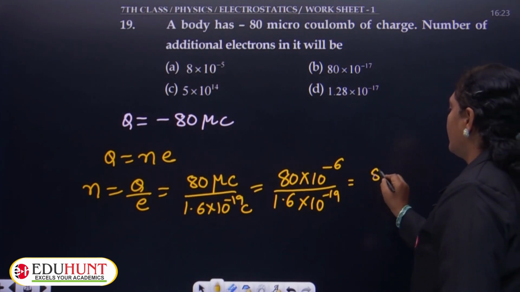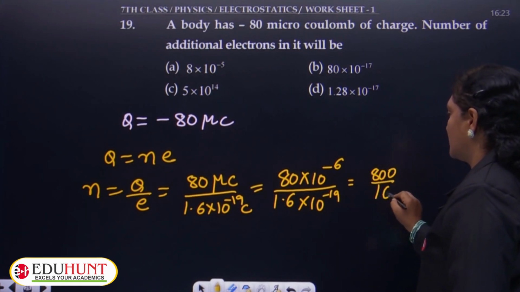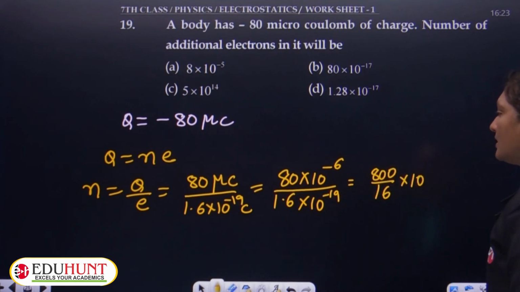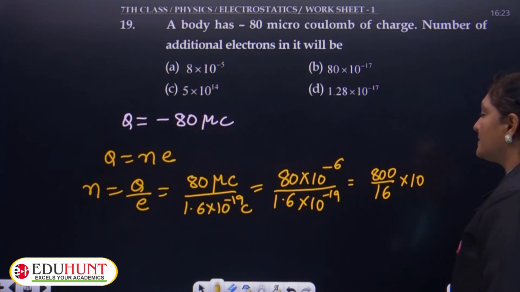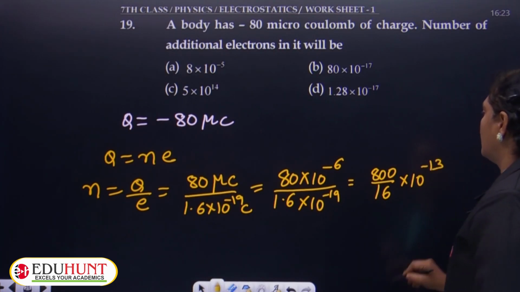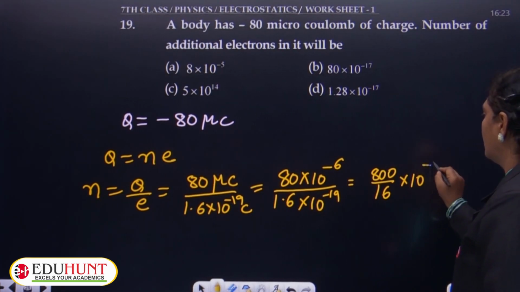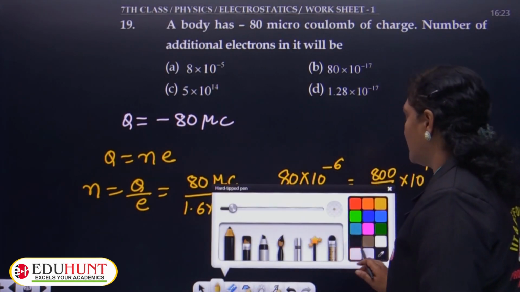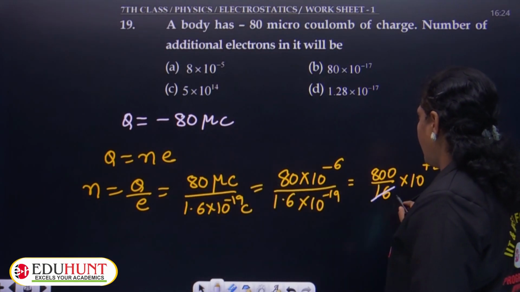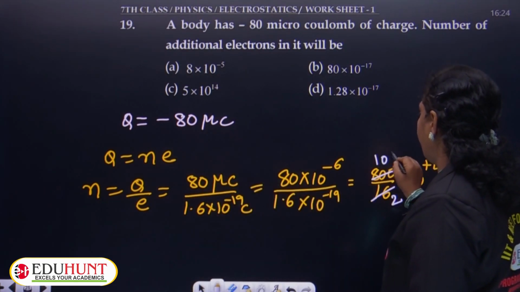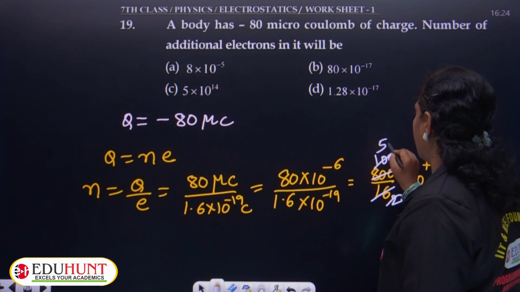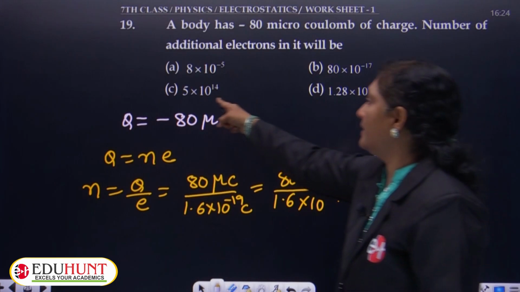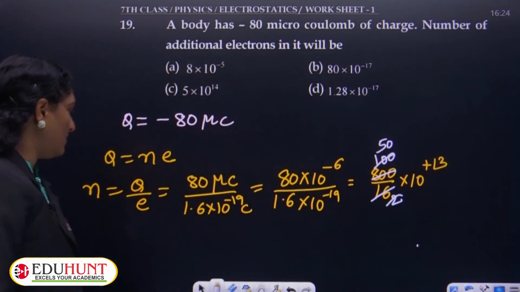Further simplifying gives 800 upon 16 into 10 power minus 19. When it is brought up, minus 6 plus 19 will become plus 13. Now simplifying this further, 8 2s are 16, 100 by 2, this will go 50 times. So, 50 into 10 power 13. So, here clearly we have 5 into 10 power 14.